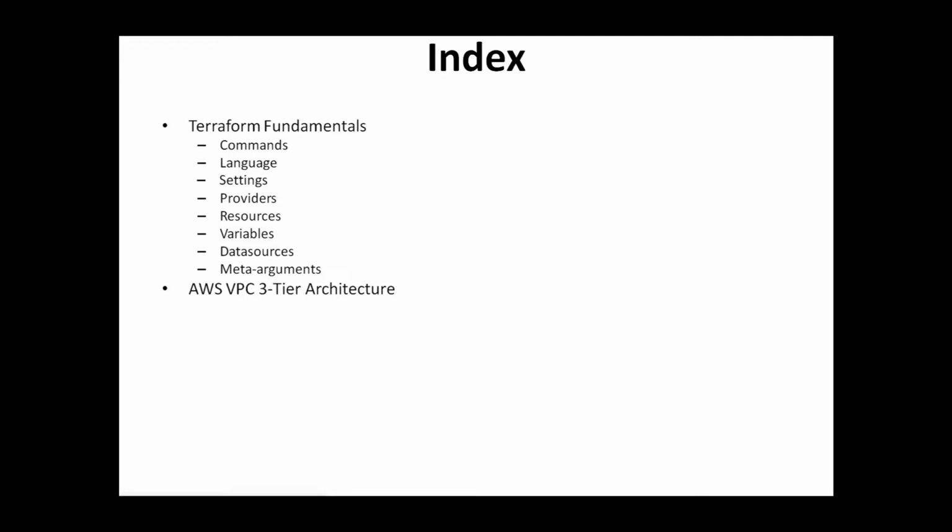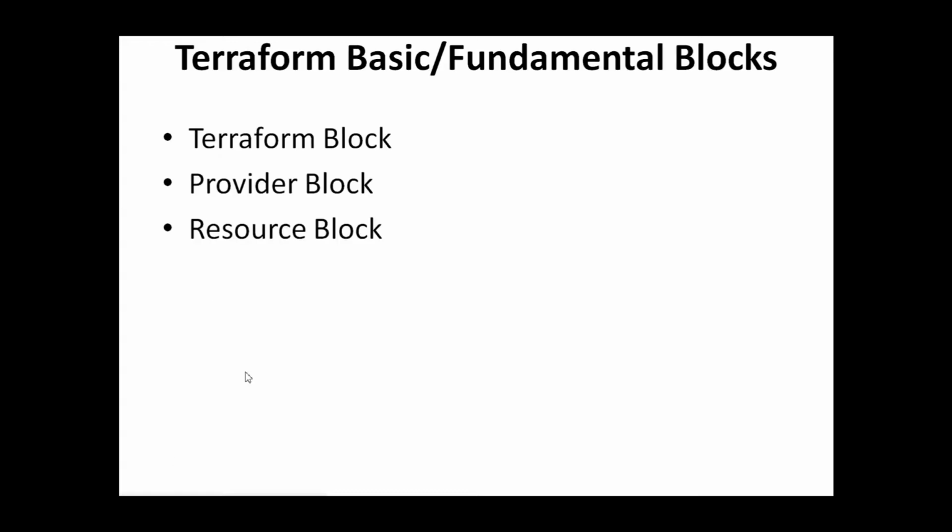In this section, we will be concentrating on the fundamental blocks. Till now we have seen how to create an EC2 instance. So in this block, we will be seeing the theoretical part as well as how to generate an EC2 instance and create a static website out of it. So in here, we will be concentrating on three basic fundamental blocks, which are the Terraform block, provider block and resource block.